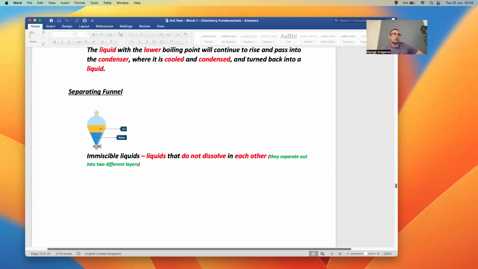The more dense one will be on the bottom, and the less dense one will be on the top. You can then open the tap and collect the bottom layer, close the tap, and the top layer will also be left behind. So you would have separated your two liquids. You could even do this for 3 liquids, because then there'll be 3 layers. The key point is they must have different densities.